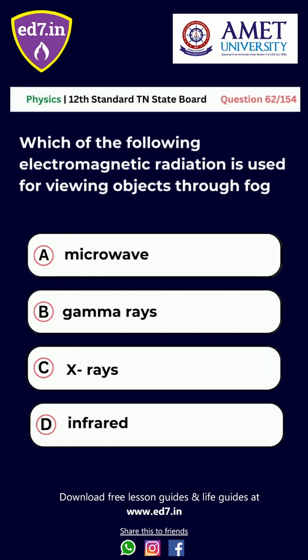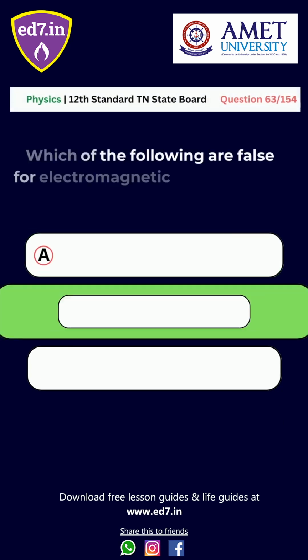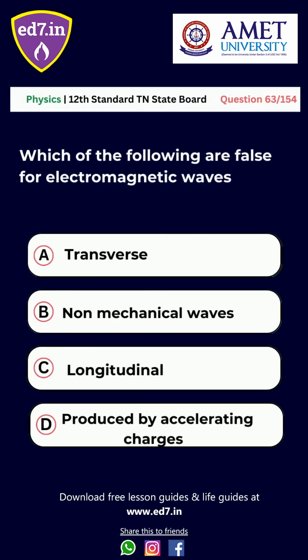Question number 62. Which of the following electromagnetic radiation is used for viewing objects through fog? Option A, microwave; B, gamma rays; C, X-rays; D, infrared. And the right answer is option D, infrared. Question number 63. Which of the following are false for electromagnetic waves? Option A, transverse; B, non-mechanical waves; C, longitudinal; D, produced by accelerating charges. The right answer is option C, longitudinal.